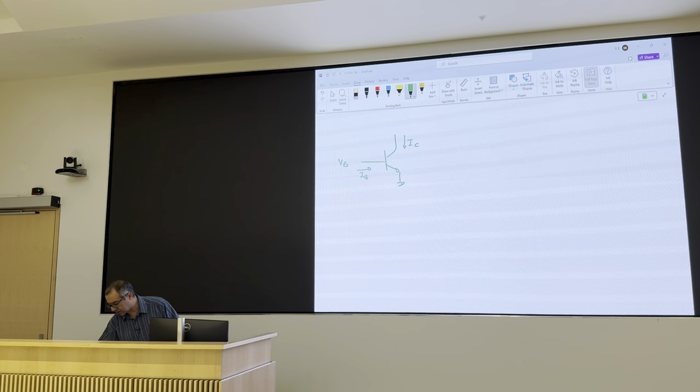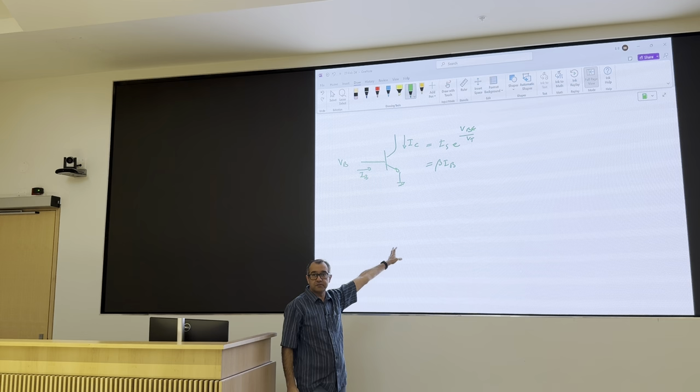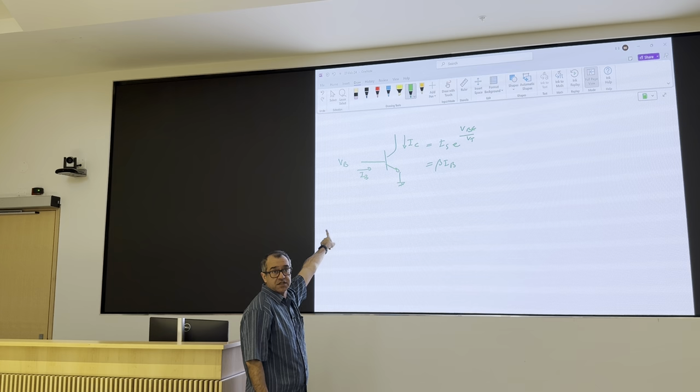Because I know IC is IS e to the VBE over VT. Or I used the fixed IB to set IC, which is another way of biasing. One of those two techniques. Both of them are really dumb. I'm not going to do that. Because the first technique, if I set the voltage to a fixed value, I don't like my transistor.